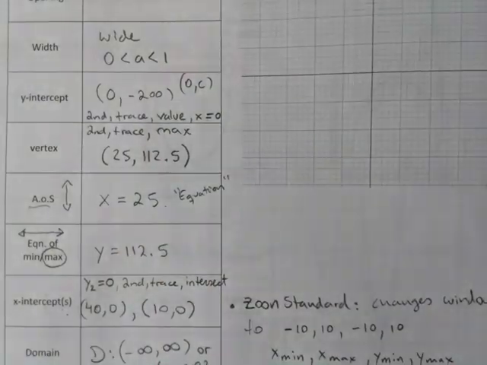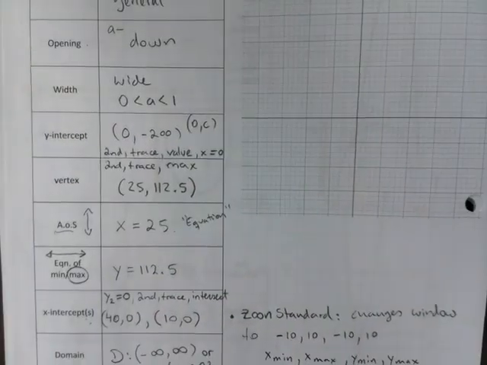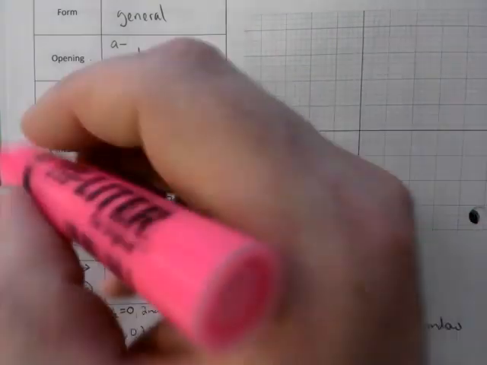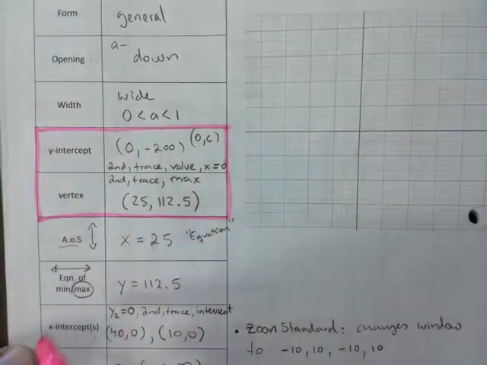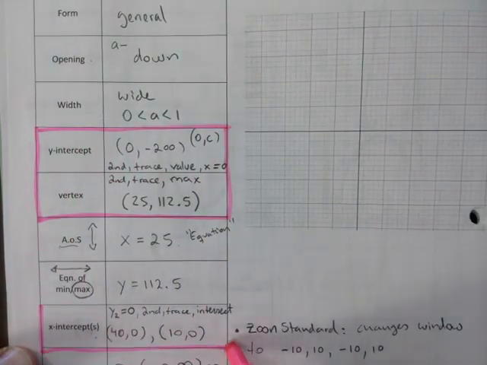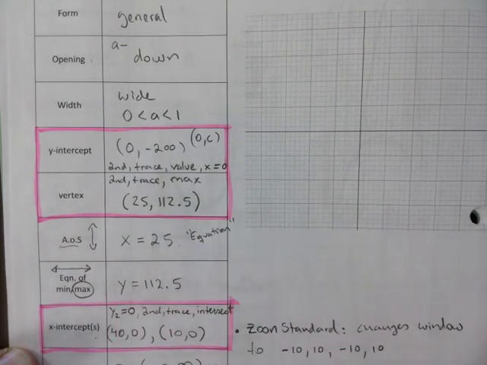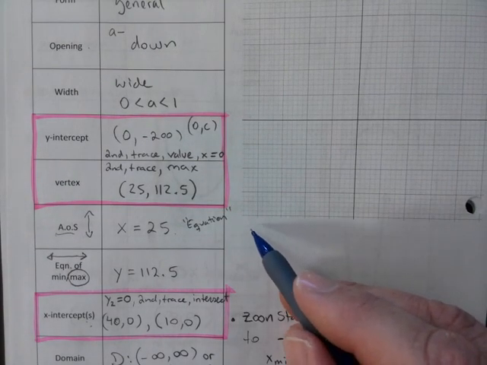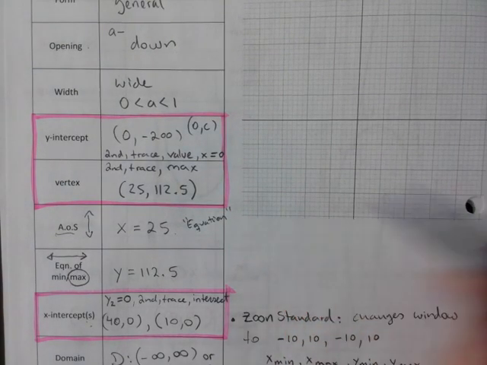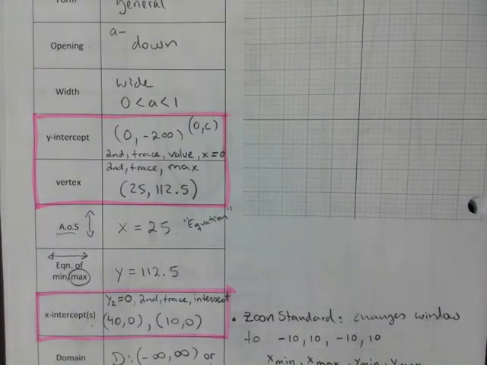So I'm going to highlight the pink one. The pink ones here are the most important ones. So these two, and the x-intercept. Those three are very important to any graph that you ever make. Make sure those three are there. Okay? And that's all I'm going to say for now, and then we're going to continue.